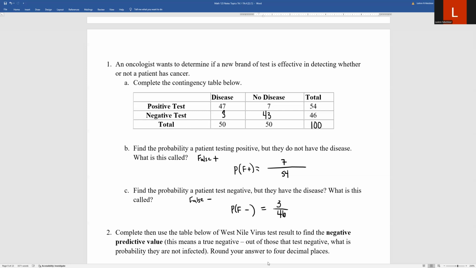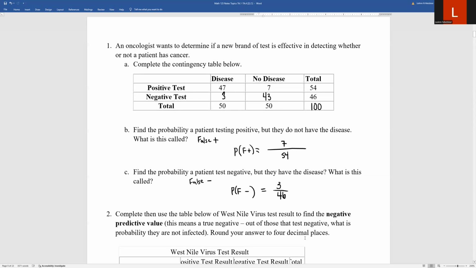Okay, now this next thing, example number 2, is just a different frame. It's not a false positive or false negative. This is how accurate the test is. So this means if you tested negative, we want to know how many people got a true negative. So it's the opposite of the false negative. It's actually a true negative. So the negative predictive value means getting a true negative.